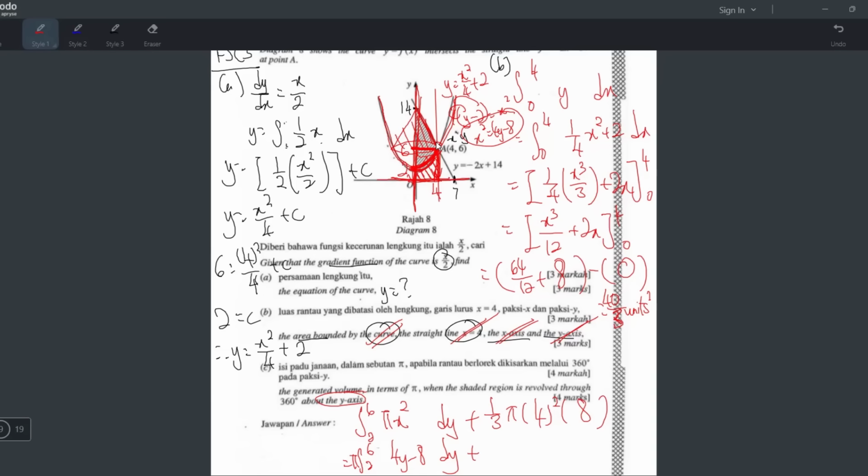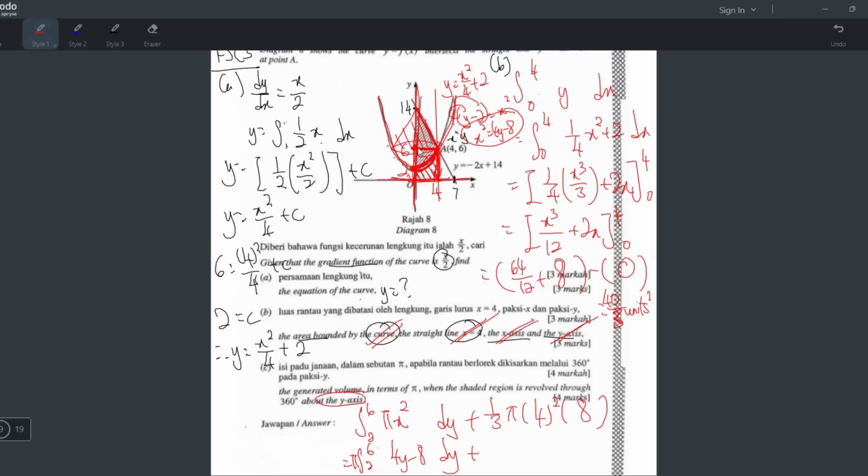Some students might say, sir, what if I use the volume of a hemisphere for this down part? Because this down part is also a hemisphere. Okay, cannot, wrong. Because this is not a hemisphere. It looks like a hemisphere, but it's not a hemisphere, unless the question mentioned it's a hemisphere. Let me tell you why.